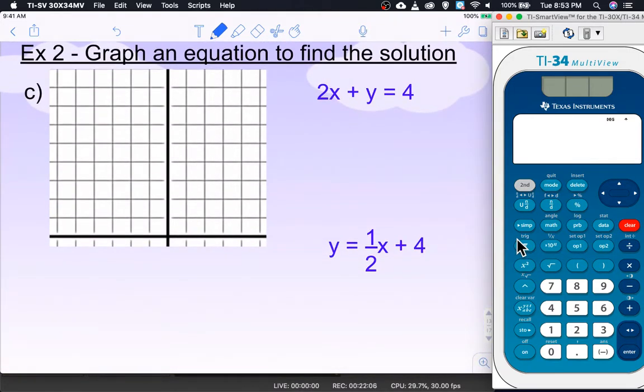Go ahead and pause the video and graph both of these lines right now, find their intersection point and the solution. When you're ready to continue, hit play and we'll go through it together.